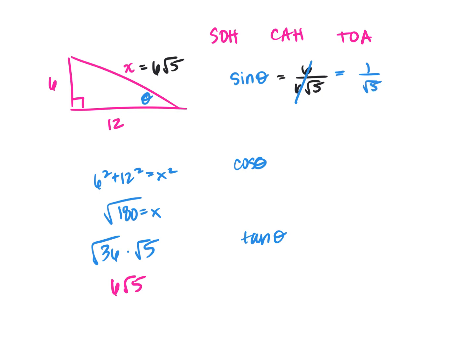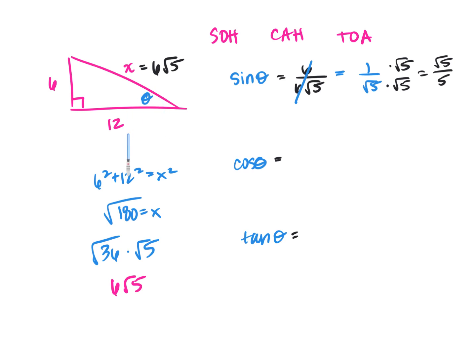What's my problem with that? The root can't be in the denominator. So what do we have to do? You got it. Top and bottom with a root 5. What am I left with? Root 5 over 5. Well done. I want you to go try that with cosine and tangent.